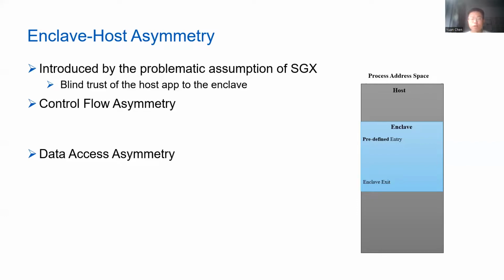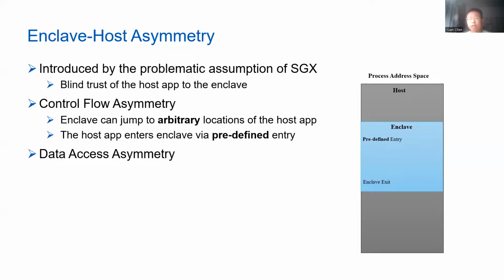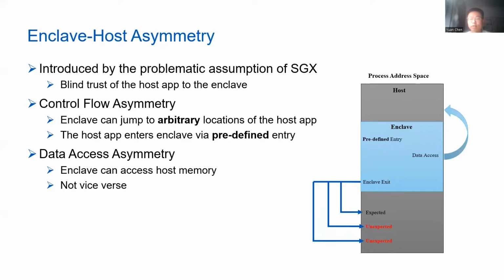For the control flow asymmetry, it means that the enclave can jump to arbitrary locations of the host application, while the host application can only get into the enclave with a predefined entry. For the data access asymmetry, it means that the enclave can access the host application's memory region directly, while the host application cannot access the enclave's memory region because the enclave is hardware isolated by SGX.